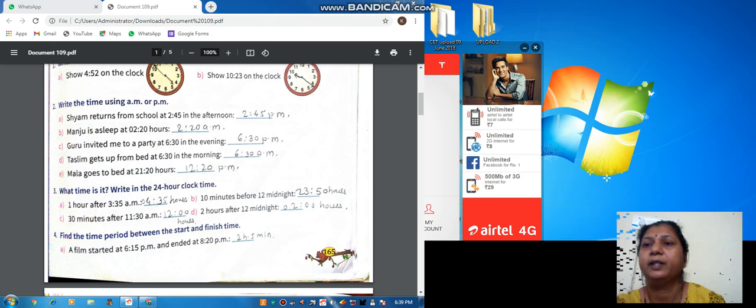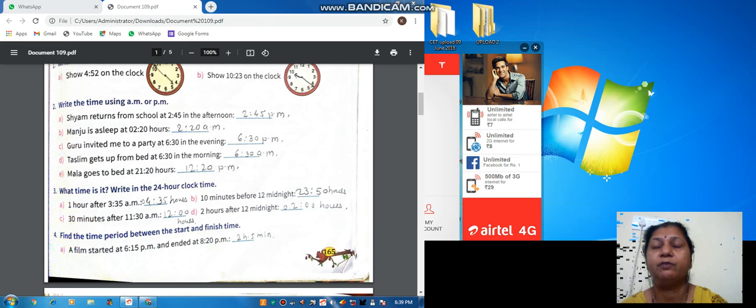Then we will see the next example, 10 minutes before 12 midnight. Now here it is midnight, so it is 24 hour o'clock. Okay, so in the afternoon 12 we write as 12, but after 12 we write 13, 14, 15 o'clock in the 24 hour clock.